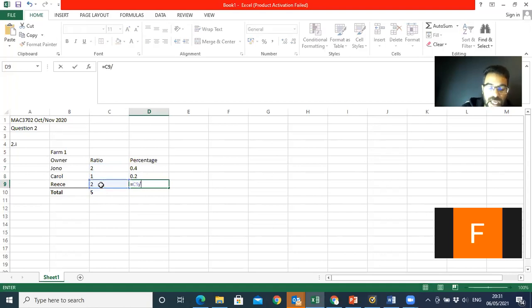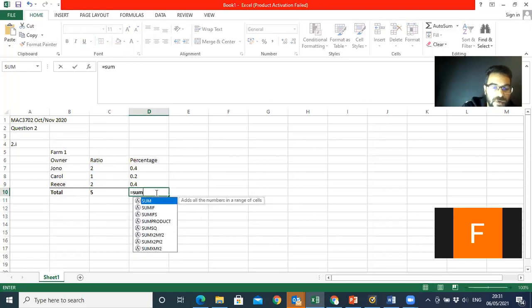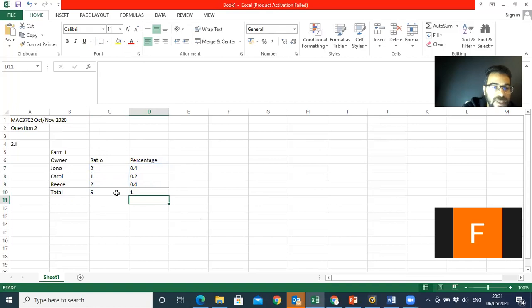Reese also has 2 pieces out of a 5-piece pie, so it'll add up to the 1. Our percentage is basically Jono plus Reese, so the SF percentage is 80%. Okay, 40% plus 40% is 80%. Are we happy with that? You can change this to the percentage if you want. So there we go, that is Farm 1's ratio.